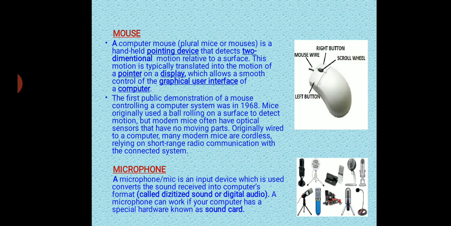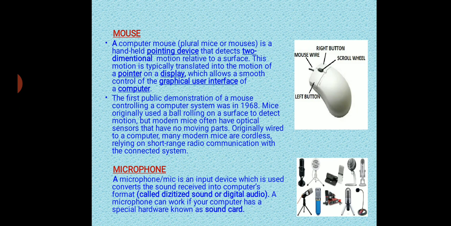The first public demonstration of a mouse controlling a computer system was in 1968. The first mouse was like a joystick, that is a handling device. After that the mouse came with a ball; on the bottom side of the mouse one ball was placed inside. That ball will roll, and that rolling ball will push the wheel of the mouse, and accordingly the mouse pointer will be moved. This is used as an input device to communicate and give instructions to the various parts of the computer system.